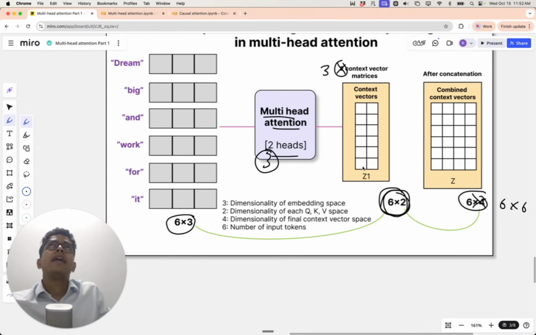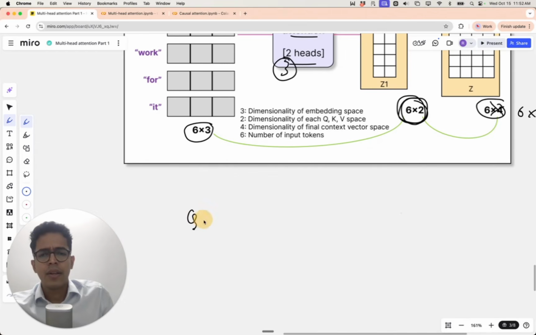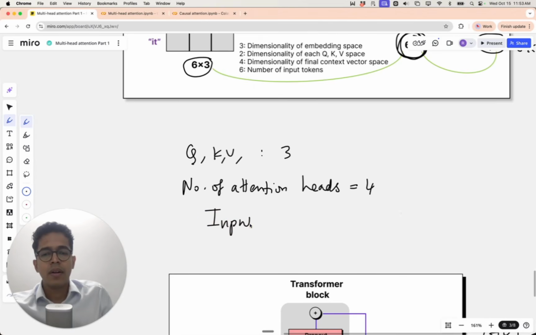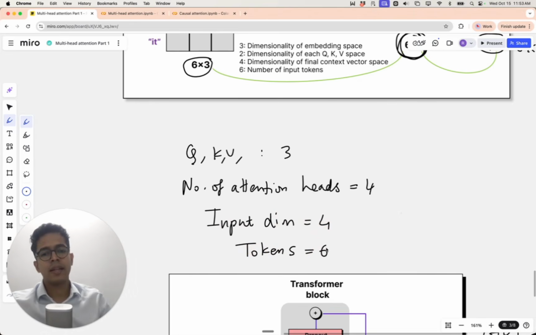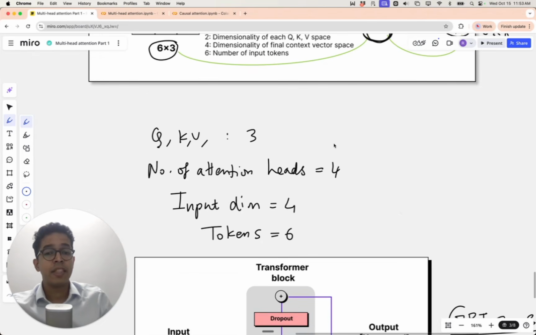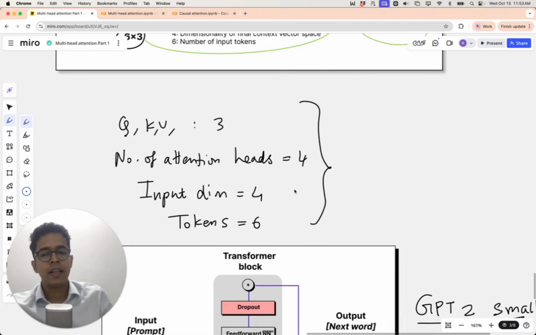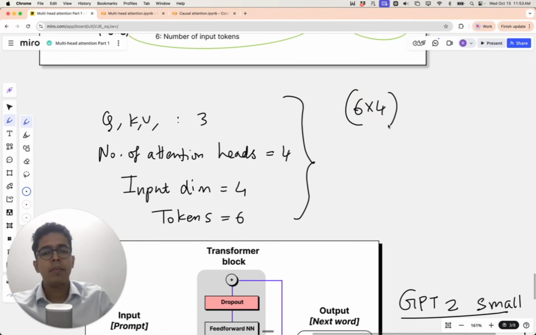And what if my dimensionality of the query key value space was 3? So let's say Q, K, V dimensionality was 3, number of attention heads equal to 4, input dimensionality equal to, let's say, 4, and number of tokens equal to 6. What will the final context vector matrix look like after concatenation? So you have 6 tokens, input dimensionality is 4, so you have a 6 by 4 matrix.